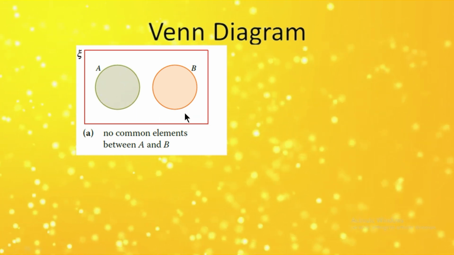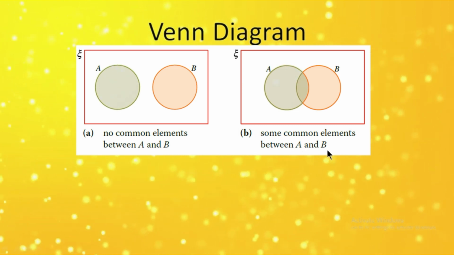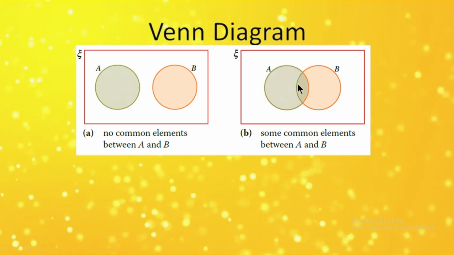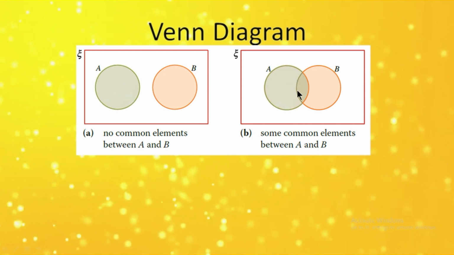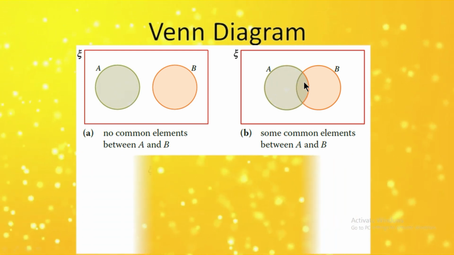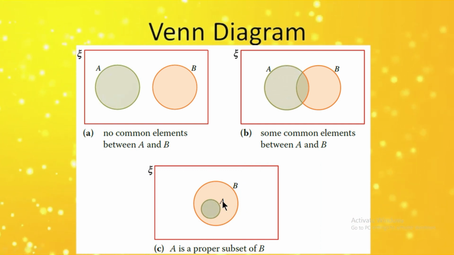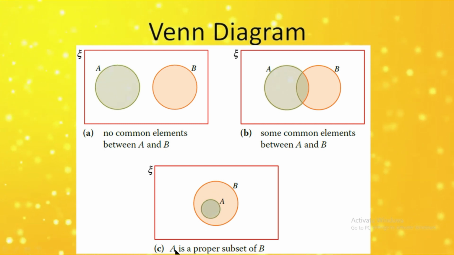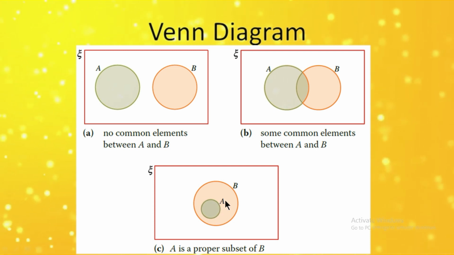Another possibility, they have some common elements between A and B. So this is set A as you can see, and then this is set B. And this region, this area, is where they have the common elements. And another possibility, this is set A and this is set B. As you can see here, set A is inside set B. That means A is a proper subset of B because every element in A is also an element in B.